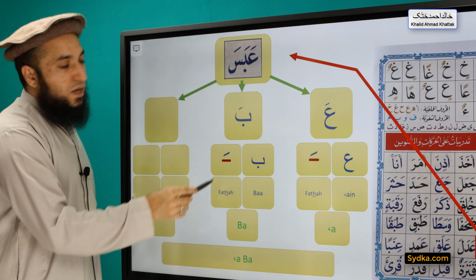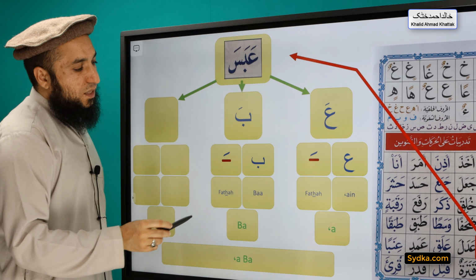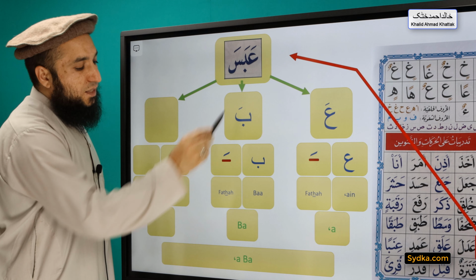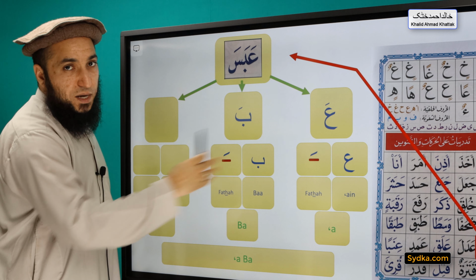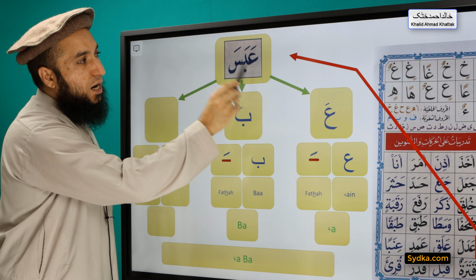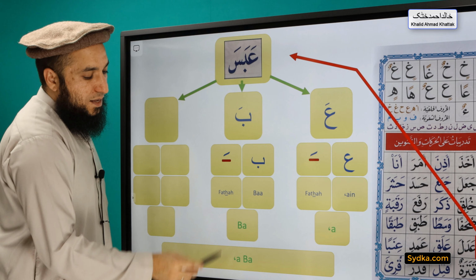The next syllable we have is ba fatha, ba. Ba is not silent and we have fatha on top of it. Ba fatha, ba. So now we combine these two syllables. We have aba.